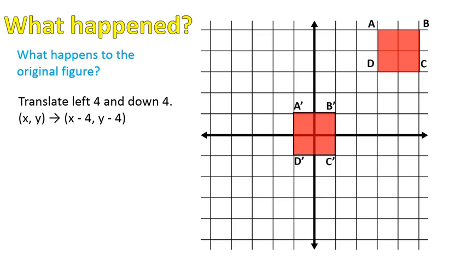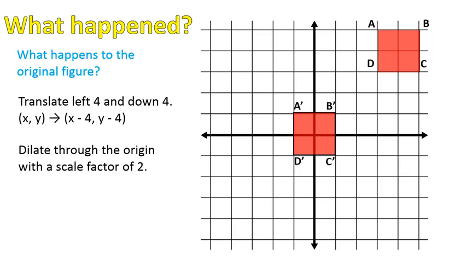Now we have to dilate this figure. Dilation through the origin is probably the easiest type of dilation, so I'm going to go ahead and do that. We're going to dilate it through the origin with a scale factor of 2. When you dilate through the origin, basically what you do is draw a line from the origin to each of the vertices. And then notice that this is 1 step. So this would be a dilation of 1.